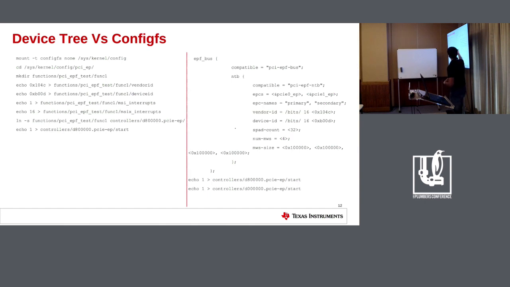And then vendor ID, device ID are what you can actually program in the configuration space header. So these five properties will be common to all endpoint function devices. The SPAD count, the number of memory windows and memory window size are specific to NTB. We still use configfs to start the endpoint controller to actually tell that it's ready to establish a link. This is because we can't have a function driver start an endpoint instance because that will break multiple function endpoint devices.